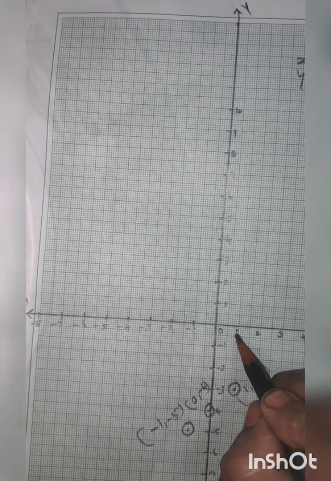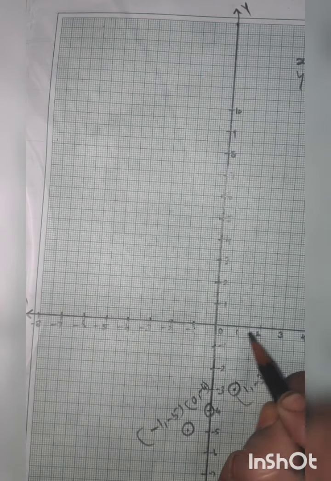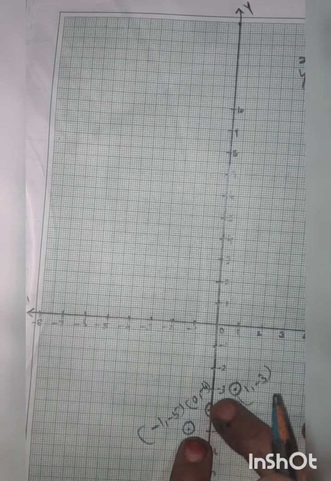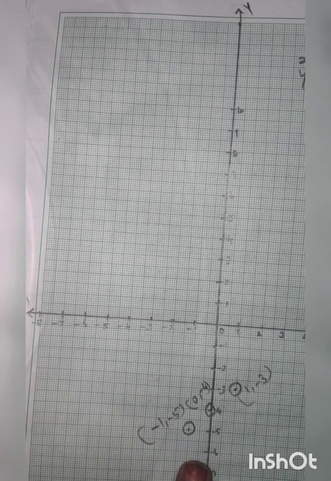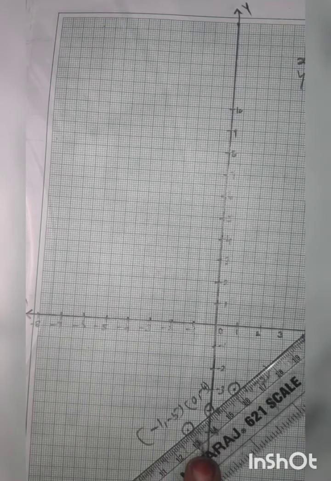Your work is very small: 1, 2, 3, right? Write it very small. If you write big, it is not possible to mark here. Now you join the 3 points with a line.